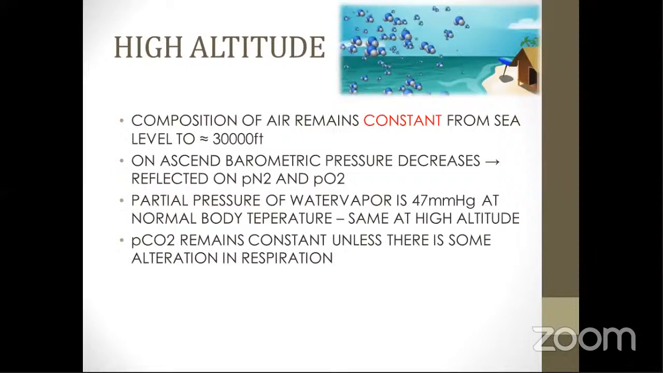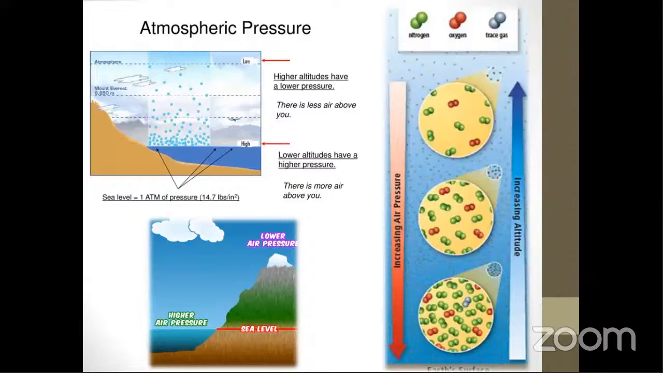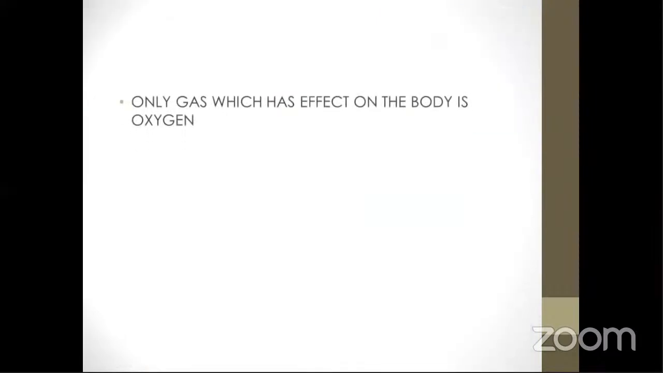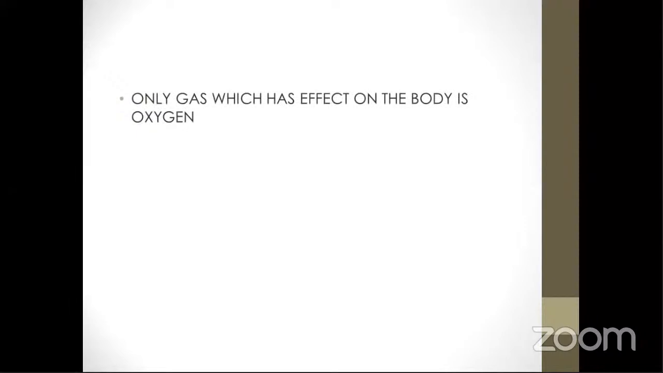And you can see that the atmospheric pressure decreases when you go to high altitude. At sea level it is 760 millimeters of mercury, and it decreases as you go higher. What is the main problem when you ascend to a high altitude or on a mountain like Mount Everest or the Himalayas? The only gas which has an effect on the body is oxygen. When the atmospheric pressure decreases, the only gas which has an effect on the body is oxygen.